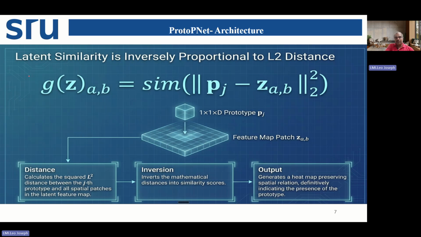So calculate the L2 distance between the jth prototype and the spatial patches, the already trained patches, with the input. Invert the mathematical distance into similarity scores. So by taking the inverse, we are able to convert the mathematical distances into similarity scores. Then we generate a heat map, and then we estimate the presence of the prototype. This is the logic behind how the ProtoPNet works, and this is the formula for how we estimate the similarity score.